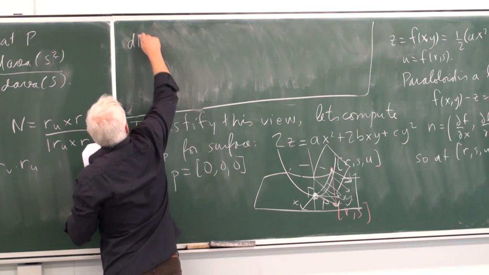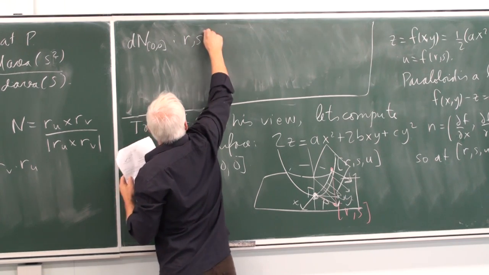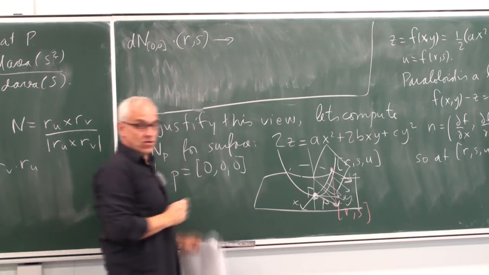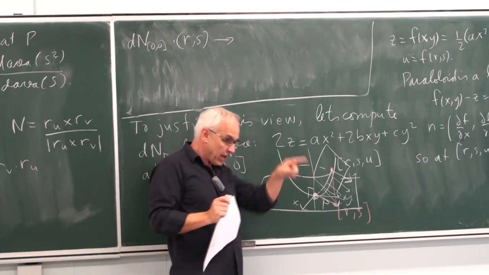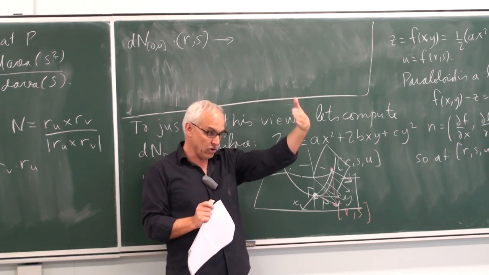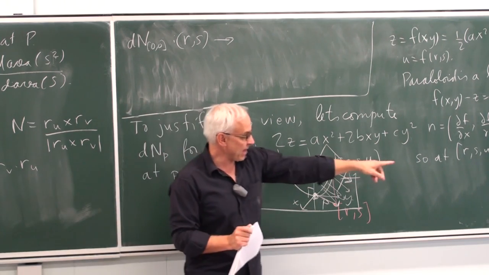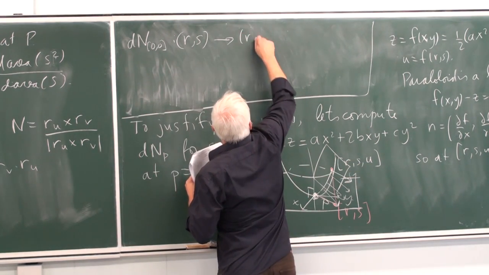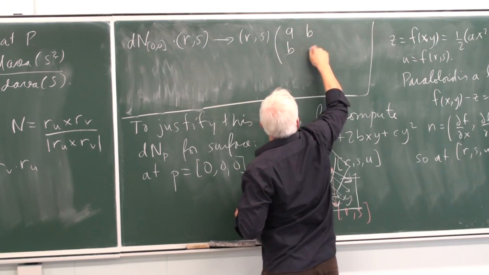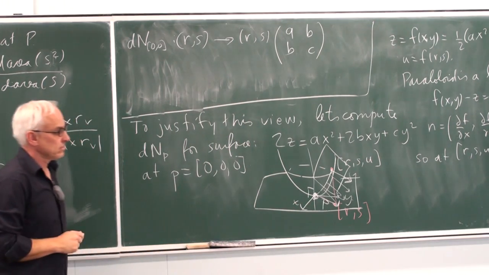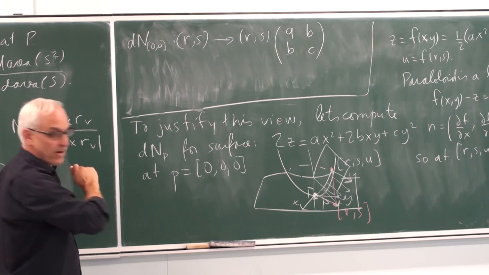Okay, so this dn map at 0, 0 takes rs, takes that vector, and sends it to, so that's the direction that we're sort of looking in. We're looking in the direction rs, we're evaluating normals and taking the derivative as we go in that direction. And we get that direction there, and I can write that as rs times the matrix A, B, B, C. That's what we've got: ar plus bs, comma, br plus cs.